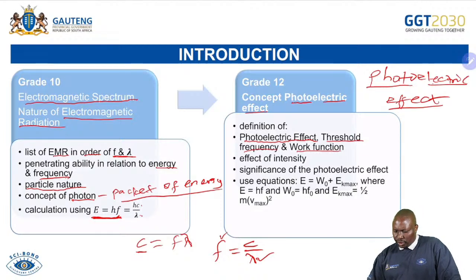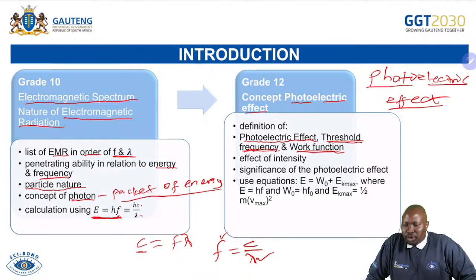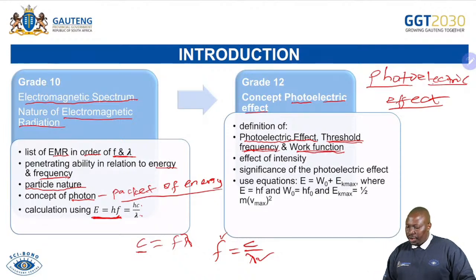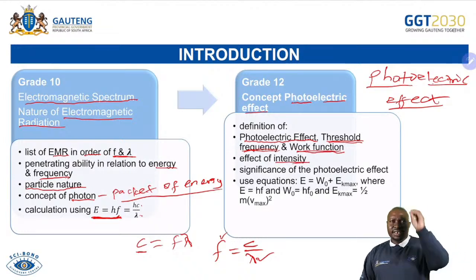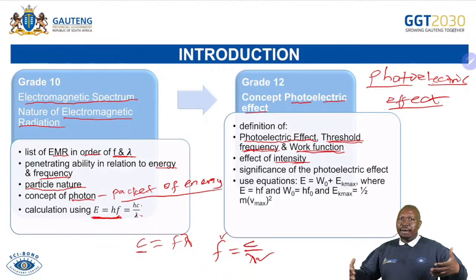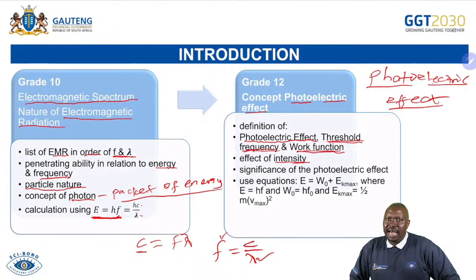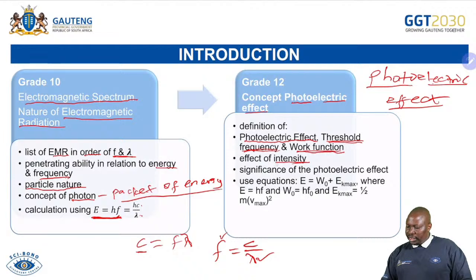So we're going to have the photoelectric effect, threshold frequency. Threshold frequency, we're going to define it as well. We're going to define the work function. So 4 definitions so far that you must always remember. And then we're going to look at the effect of intensity. Remember what I said? I said when you increase intensity, you are increasing the number of photons per unit time. So you must know all the time when you say we're increasing intensity, it means we're increasing the number of photons.